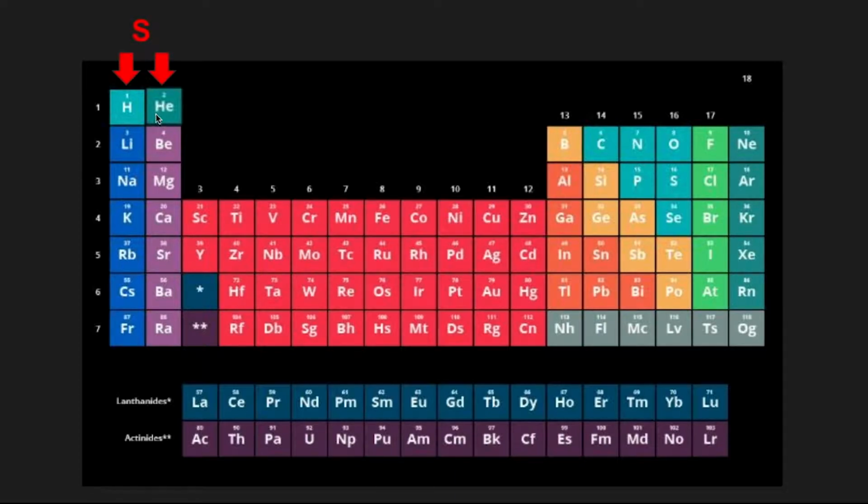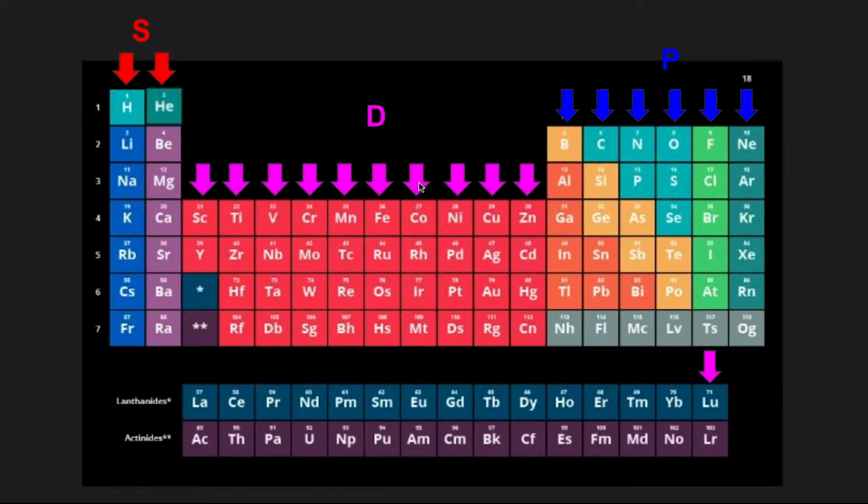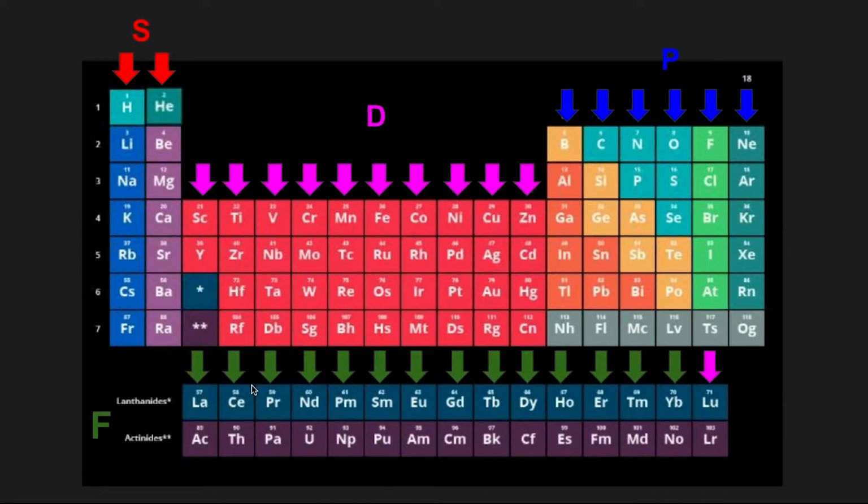Your first 2 columns belong to the S subshell block, and then the 10 columns after that are dedicated to the transition metals. And then you have your P block, which is the other 6 columns over here. Then finally you have your F block, which are these lanthanides and actinides. And if you pay attention, you'll notice that the number of columns for each subshell block also corresponds with the number of electrons each subshell can hold.